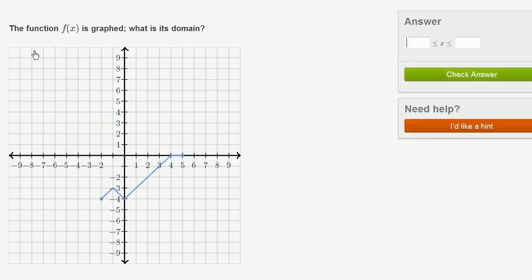This is kind of fun. The function f of x is graphed. What is its domain? So once again, this function is defined for -2 is less than or equal to x, which is less than or equal to 5. If you give me an x anywhere in between -2 and 5, I can look at this graph to see where the function is defined. f of -2 is -4. f of -1 is -3. So on and so forth, and I can even pick the values in between these integers. So -2 is less than or equal to x, which is less than or equal to 5.